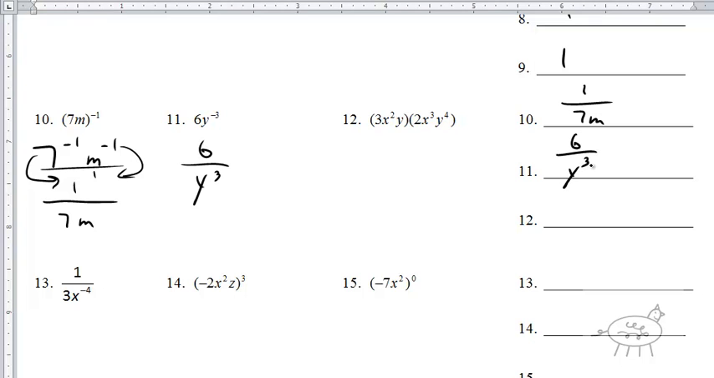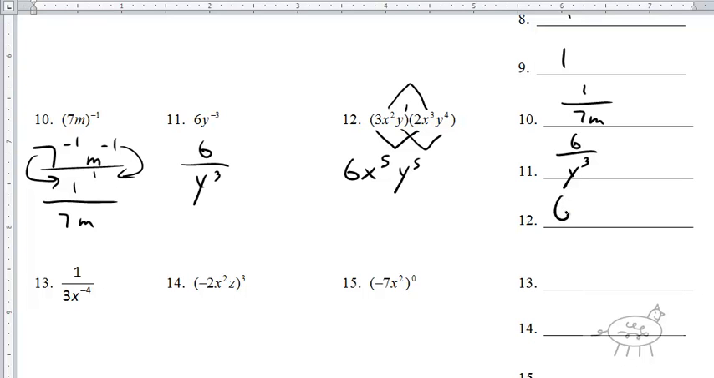This next one, pretty straightforward. I remember some of you guys adding numbers like this. This is multiplication, 3 times 2. So for the numbers, you actually do the multiplication or division or whatever, and 3 times 2 is 6. And then I put the x's together, so you add those exponents, x to the 5th, and the y's go together. And remember, this is y to the 1. So 1 plus 4 is 5, so y to the 5th.